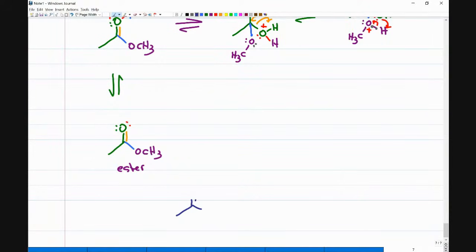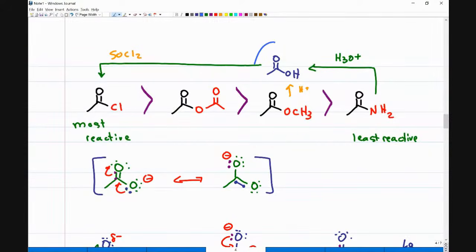If I have a carboxylic acid and I react it in the presence of acid and alcohol, then I get an ester, which would be an OR. But if I react it in the presence of acid and water, then I get the carboxylic acid. So these are about equally reactive, which is why here I showed you just an up arrow with an H+, because their reactivity in terms of where they stand in this chart is about the same.